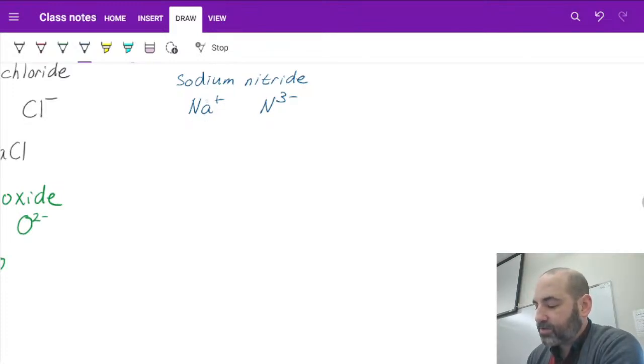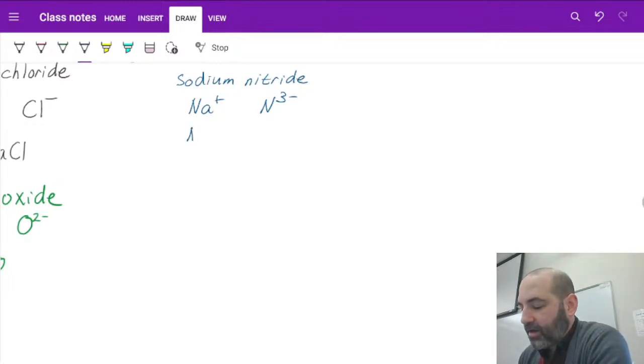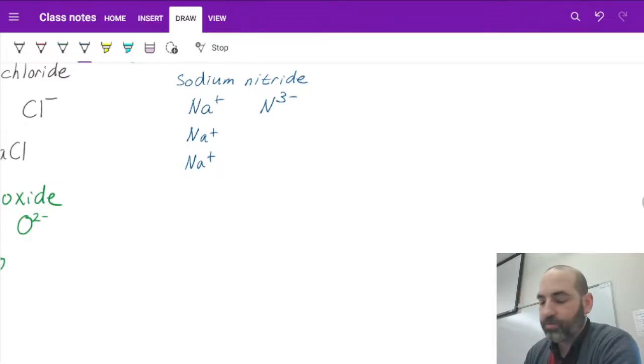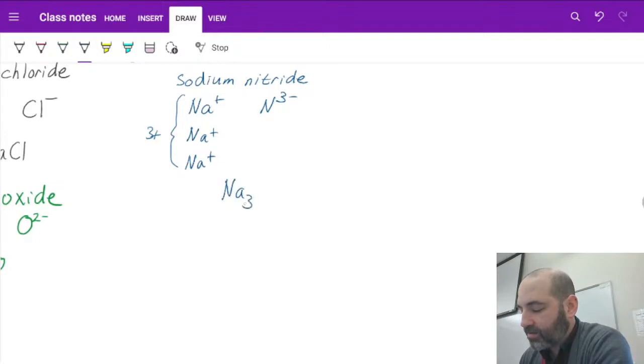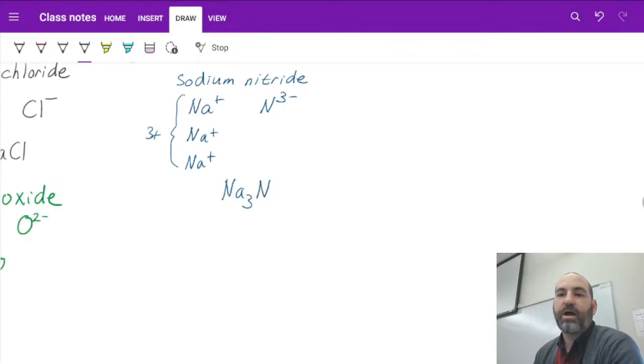Since we have +1 and -3, how do we adjust these so that overall we have a neutral, we have as much positive as we have negative? Well, we do that by adding 2 more sodium. So now we have 3+ total between all 3 of those to balance out the 3- of the N3. And in a formula, that's going to look like Na3N. So your ionic formula for sodium nitride is Na3N.